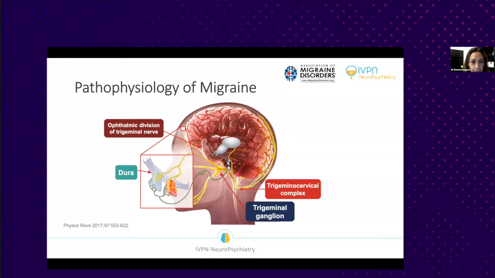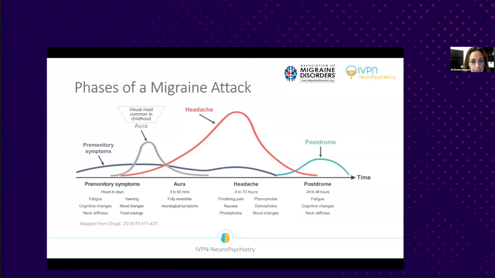Next slide. And during the phases of a migraine attack, there is an anatomical correlation of what's going on during these phases of an attack. So with the prodrome, or premonitory symptoms, this is a hypothalamic event. And initially, before the pain begins, a child can experience fatigue, yawning, mood changes, and food cravings.